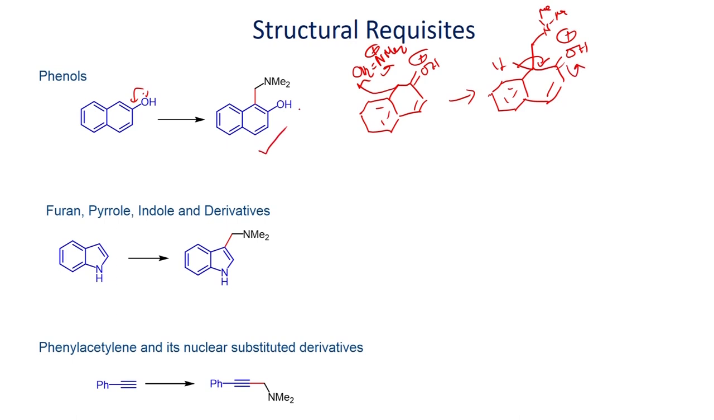You can also try to use furan, pyrrole, indole based derivatives. For example, in this case, you will be able to generate a 3-substituted indole, this amine derivative as a product. In addition to that, acetylene also can undergo addition reaction with this iminium salt to give the addition product. Although the acetylene cannot form enol, however, it can undergo Mannich reaction to give this amine derivative as a product.